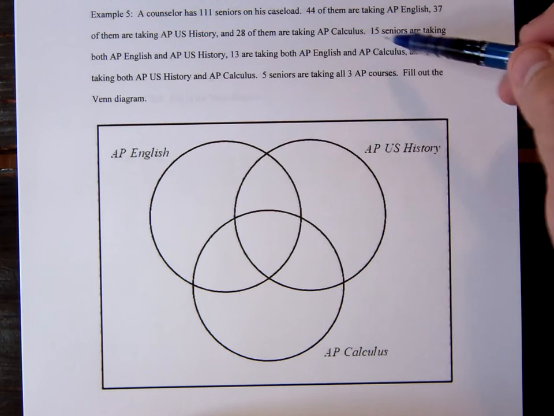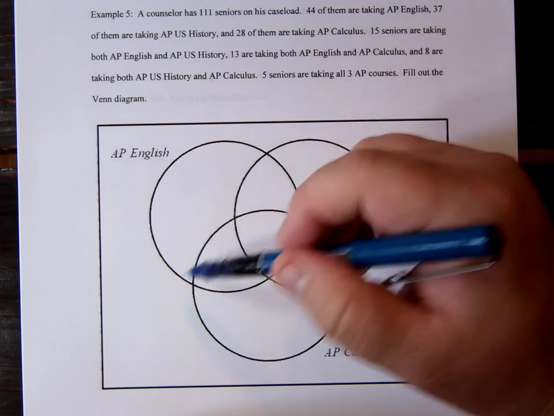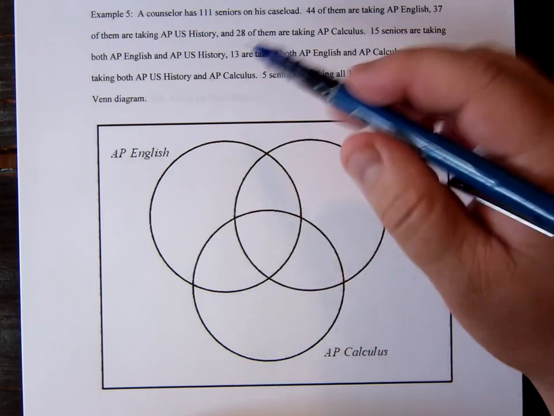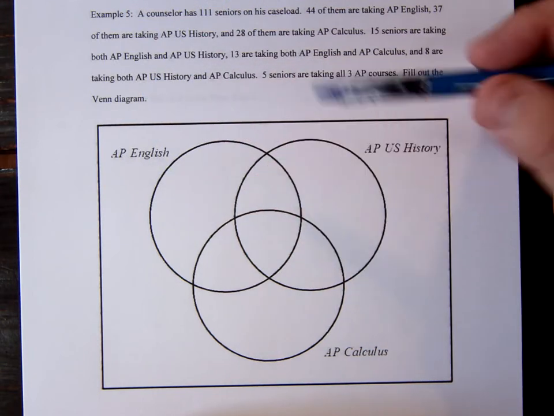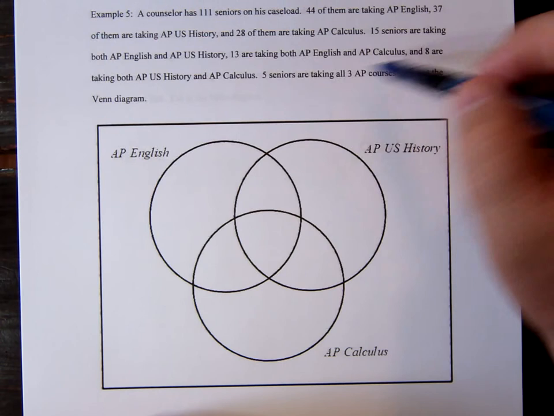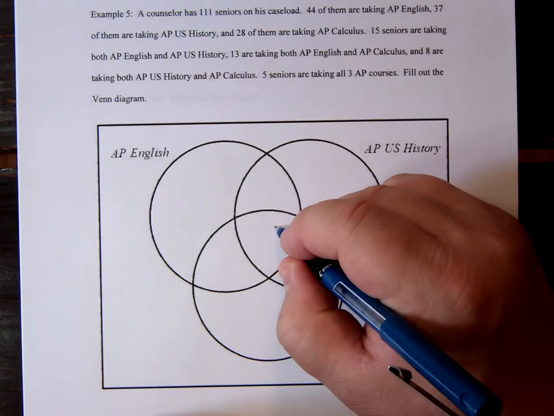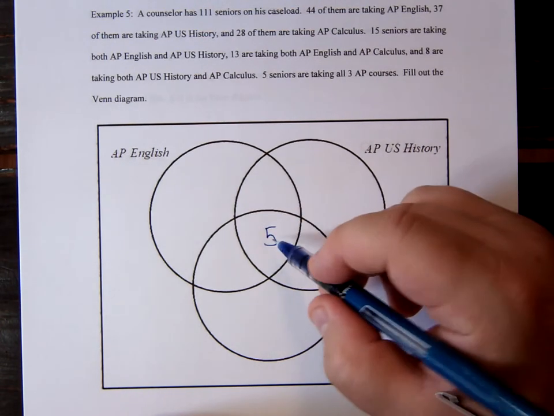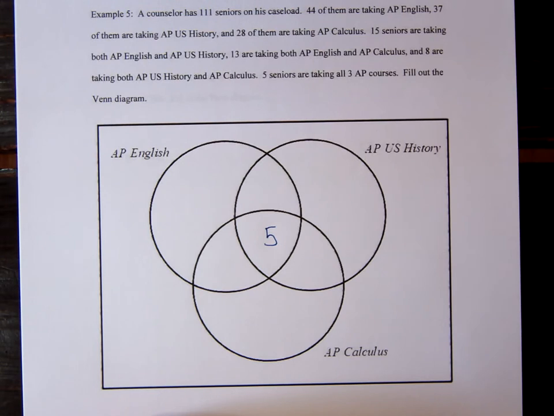13 English and Calculus, so those two add up to 13. And 8 take history and calculus, so these two will add up to 8. 5 seniors are taking all 3. So again, you can start with the center. There are 5 taking all 3. And then work your way backwards.